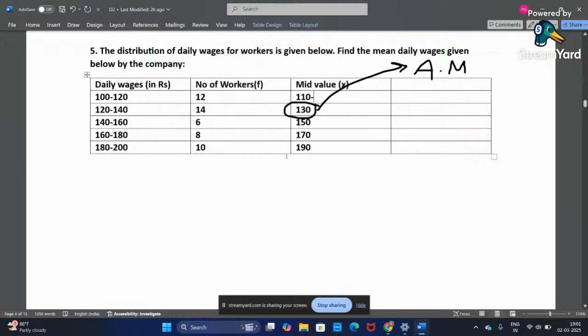What is our assumed mean value? It is 130, right? So subtract it from everything. Here also you can do directly like 12 into 110, 14 into 130, but these are big digits. So instead of doing like that, we are making it a small number. 130 minus 130. Here it is 150 minus 130. Again, here it is 170 minus 130. Here 190 minus 130. Everywhere we are doing subtraction. Don't get confused.